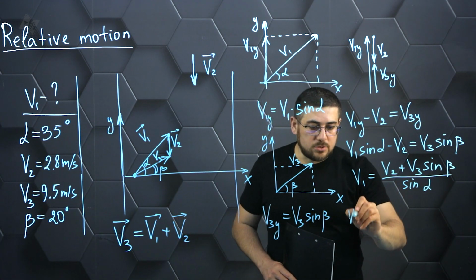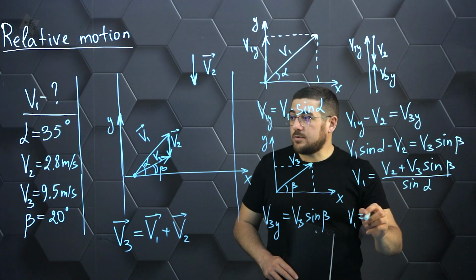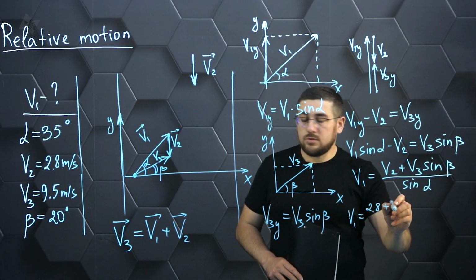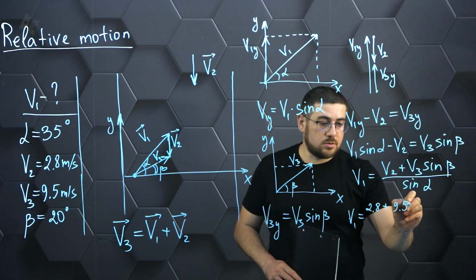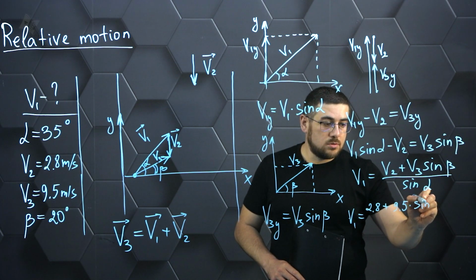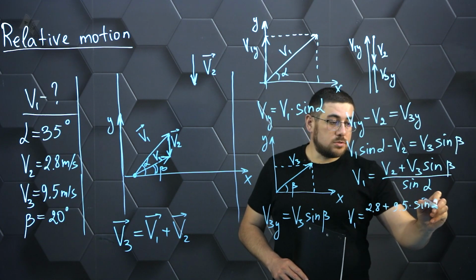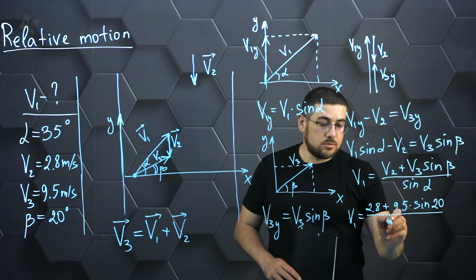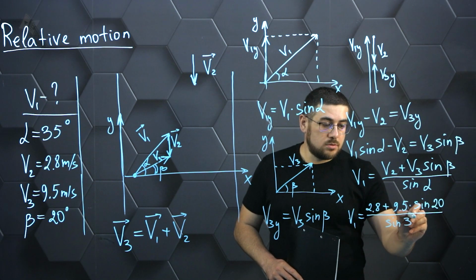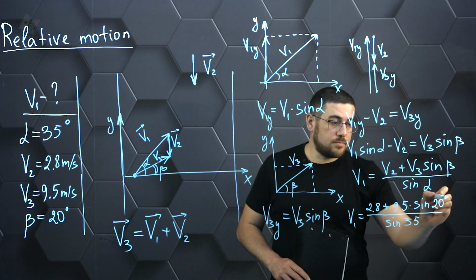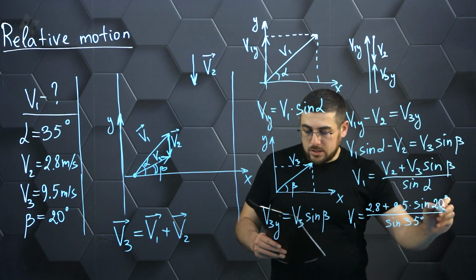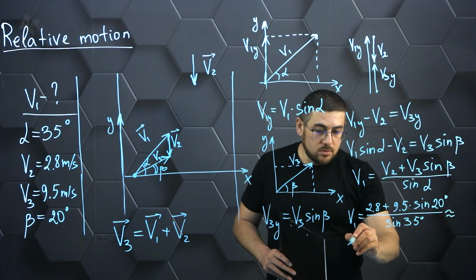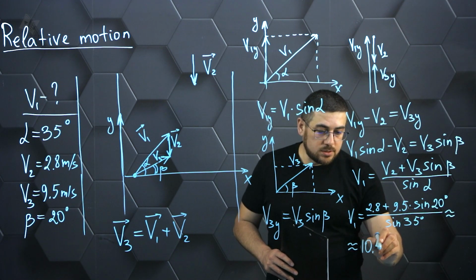We substitute the values. So v2 is 2.8, plus v3 is 9.5 times the sine of the angle beta, which is the sine of 20 degrees, divided by the sine of alpha, which is the sine of 35 degrees. So the approximate velocity we get is 10.5 meters per second.